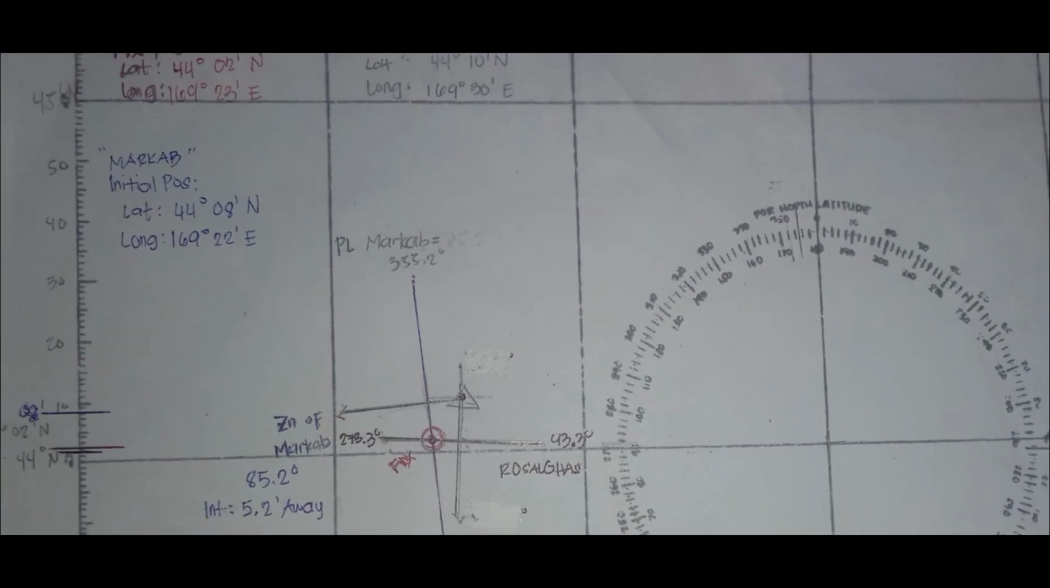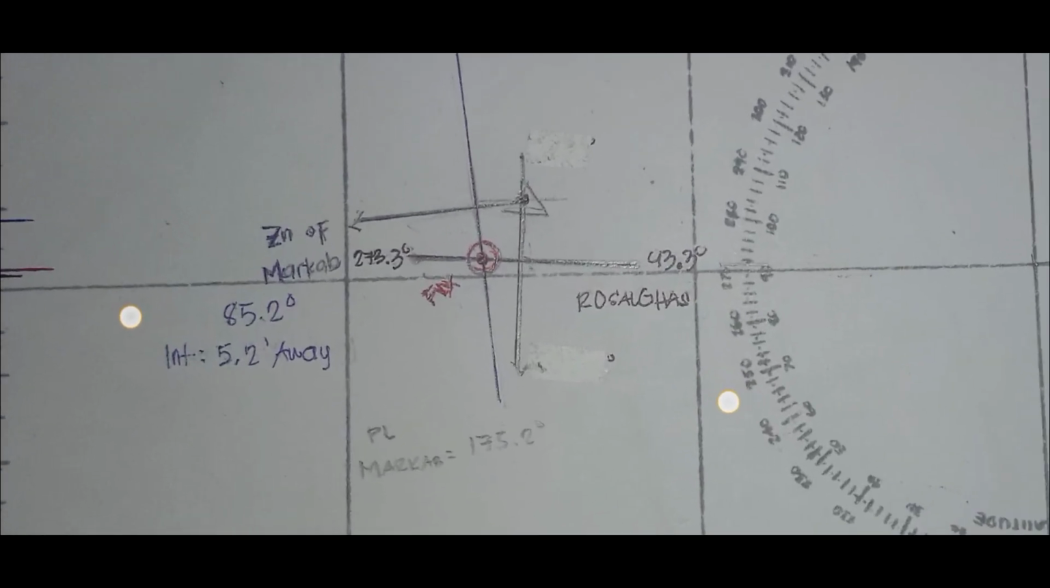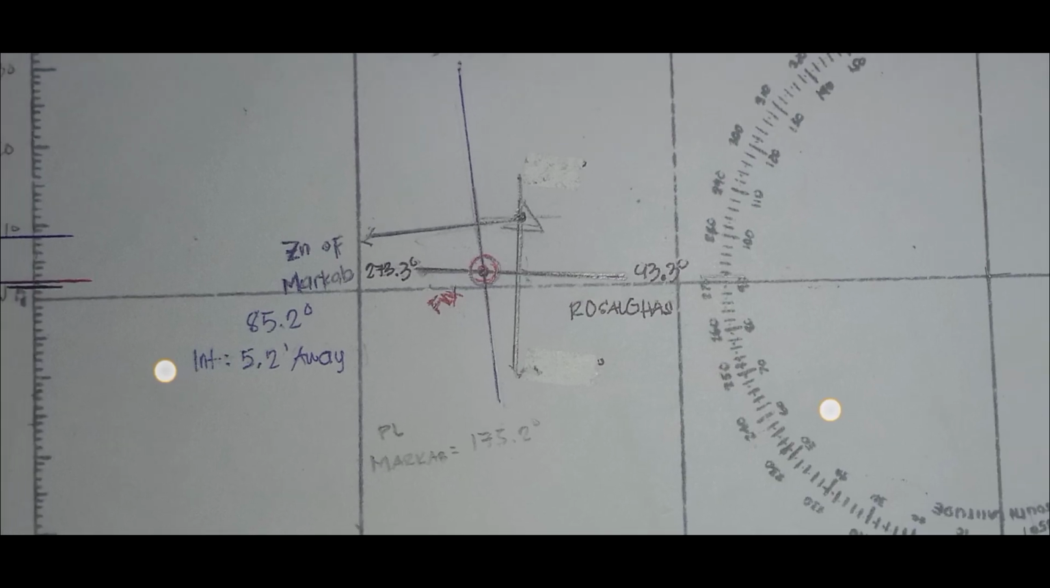Second, once we get the DR position, we can now plot the two stars, Markab and Rasalhague. First Markab: its GN will be 85.2 degrees and the intercept is 5.2 minutes away.